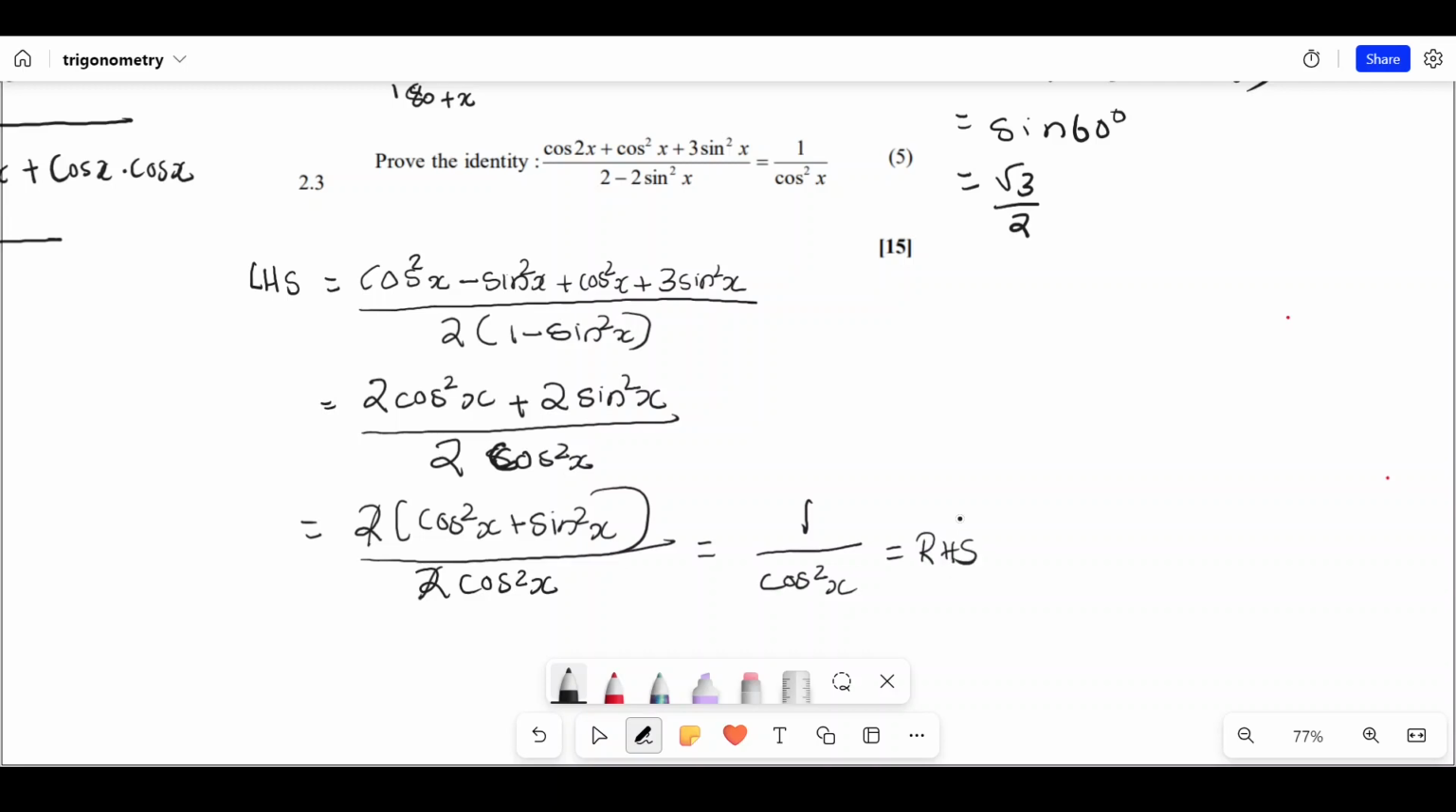We proved. These are the simplification questions of the trigonometry part in the question paper. We'll continue with the other part in the next lesson.